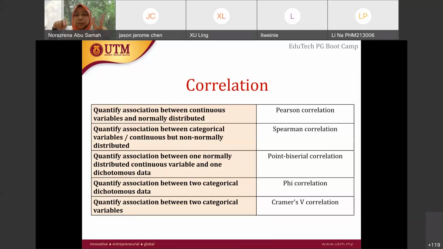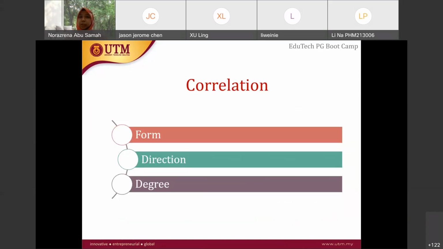But if 2 by 2, you must use phi correlation. If more than 2, you use Cramer's V. But no worries about this, both give the same result. You will get the result for both, but you have to choose wisely. So the correlation you will determine in terms of form. Normally we use the linear form.